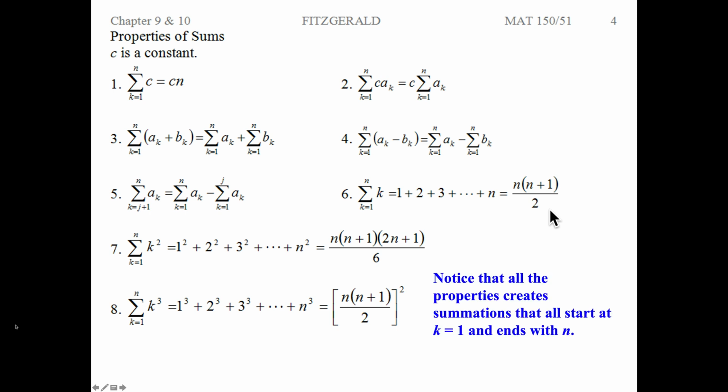But all those properties start with k equals 1 and they end with some n constant value. The only one that's not like that, we start off with some other number than 1 on the bottom, but we're going to force it to be ones, and I'll show you how we do that.